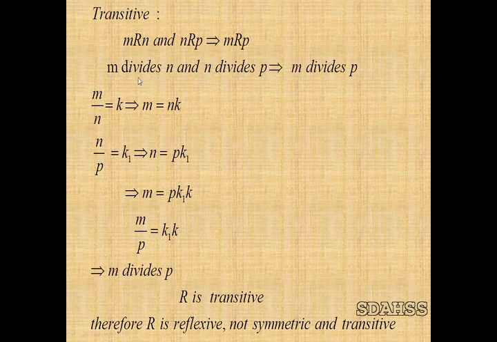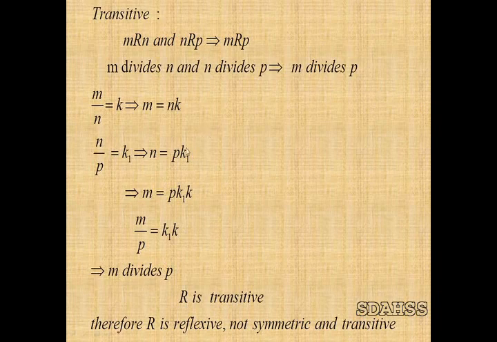M divides N means M by N is equal to K. Then cross multiply: M is equal to NK. Then N divides P, equal to, let us take K1. Then cross multiply: N is equal to PK1.